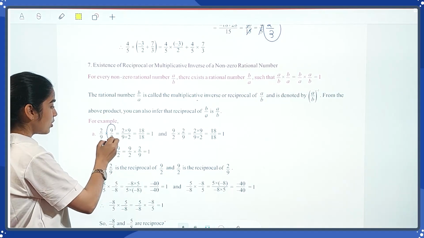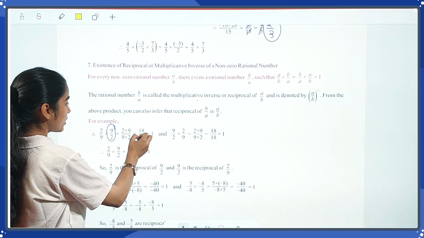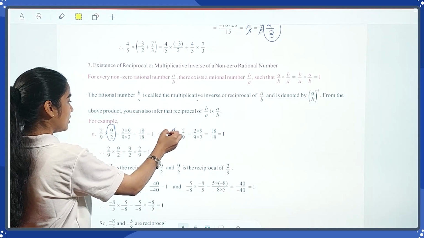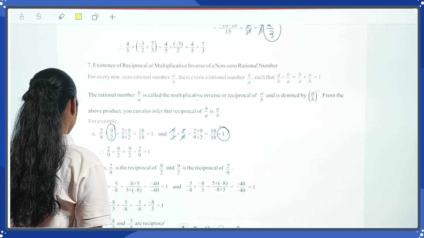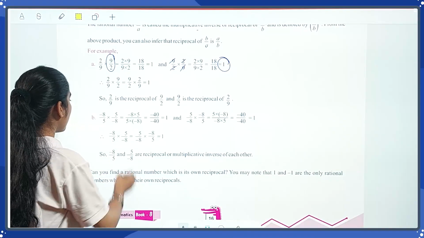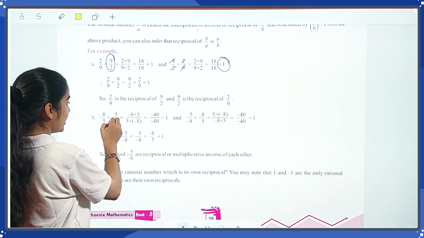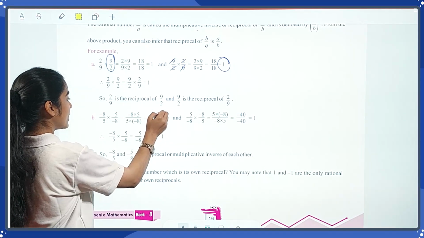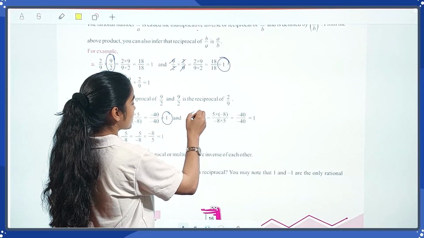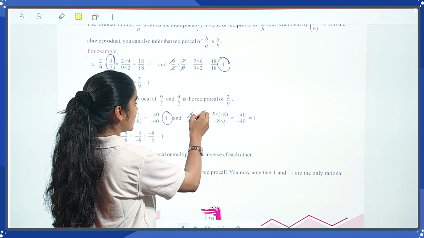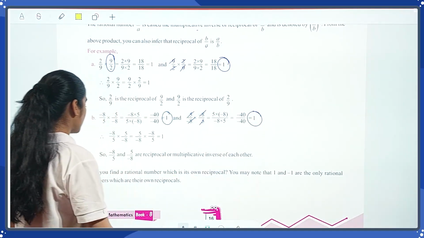So the reciprocal of the second rational number is 9 by 2, 2 by 9. So 9, 9, 2, 2. Your end result is 1 here only. Okay. Now minus 8 by 5 multiplied by 5 by minus 8. It means while you are solving it, you will get minus 1, and while you take its reciprocal, you will get the same result, because 5 is cancelled out with 5 and minus 8 is cancelled out with minus 8. Your end result is only 1.